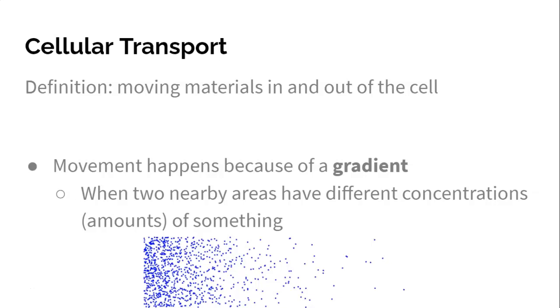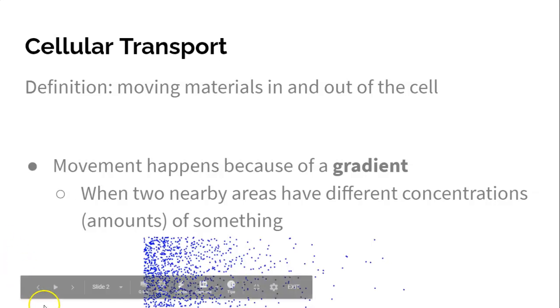And the basic definition is just that it's moving materials in and out of the cell. So this is going to happen through the cell membrane, right? You're going to bring things in through the cell membrane or let things out through the cell membrane. And how this movement happens is because of what's called a gradient. So this is when two nearby areas have different concentrations of whatever it is that we're looking at.